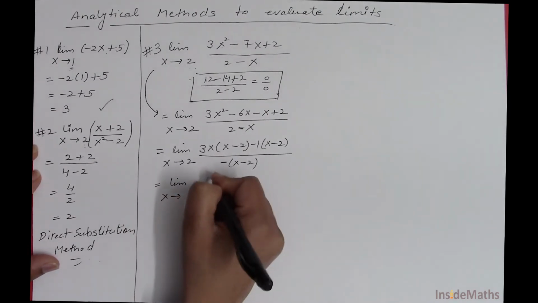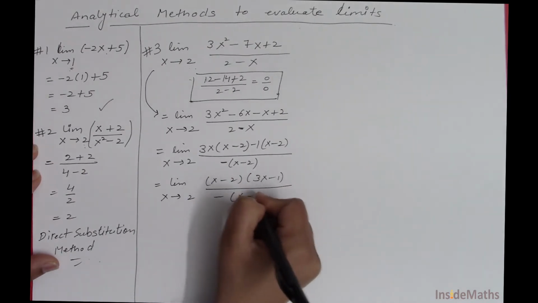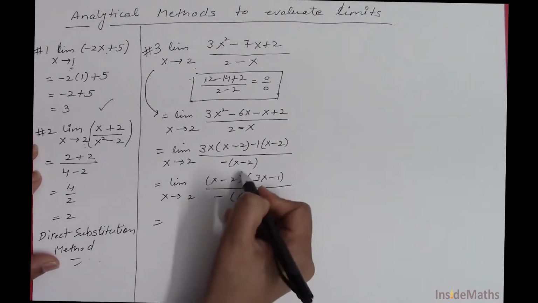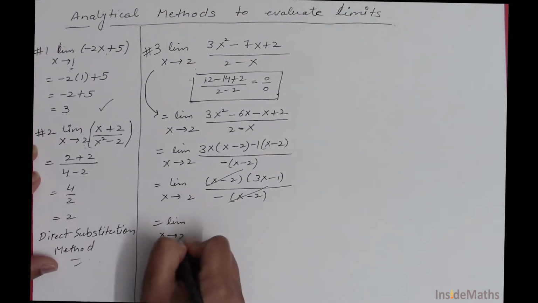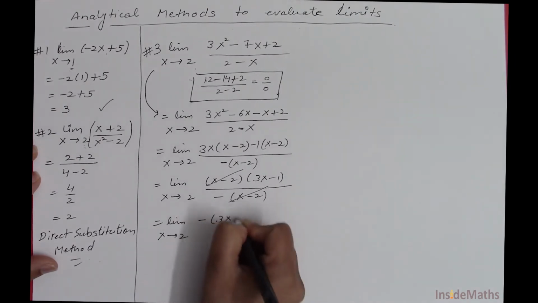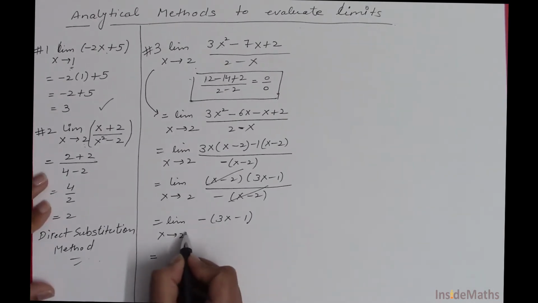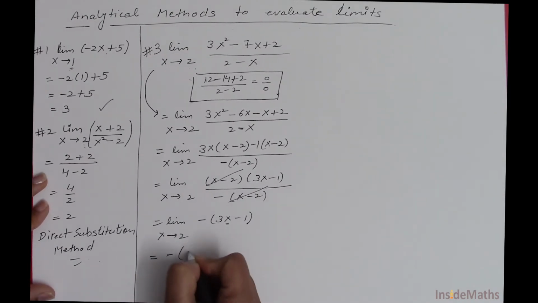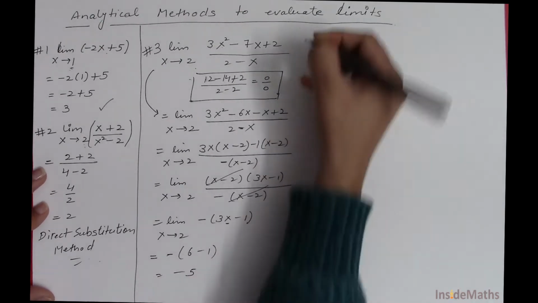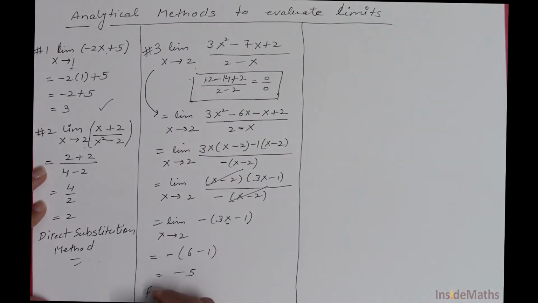Limit x approaches 2, (x minus 2)(3x minus 1) over (x minus 2). Now here the like terms are cancelled. So what do we get? 3x minus 1. Now when I plug this value into this function, I get a definite value. So this method is called factorization.